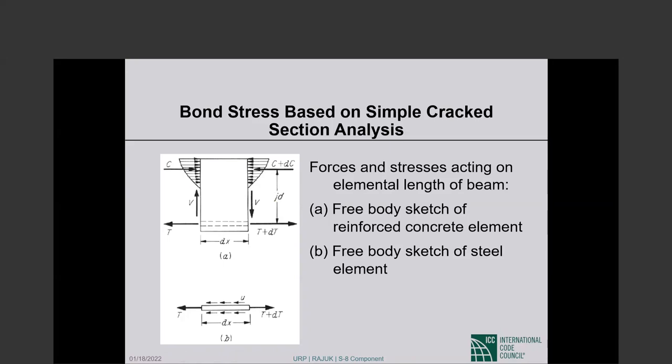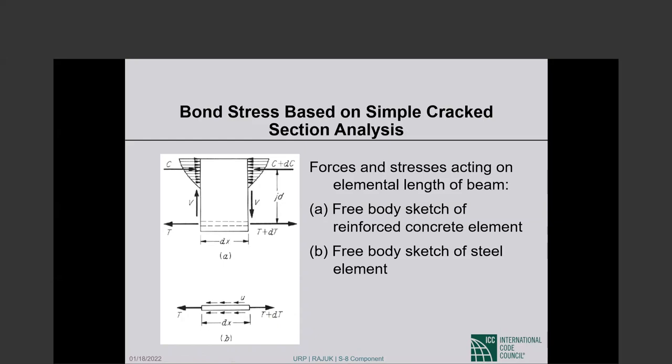Now, the reinforcement, which is subject to T on the left face and T plus dT on the right face, maintains equilibrium because of these bond stresses that have developed. The bond stresses multiplied by the perimeter of the bar or bars will have to be equal to the dT for horizontal equilibrium. So these are the forces and stresses acting on an elemental length of beam.